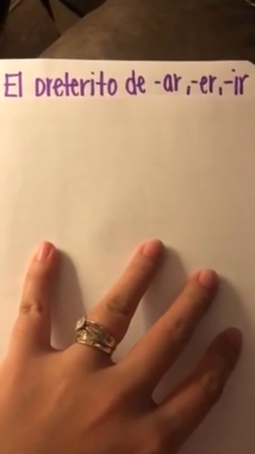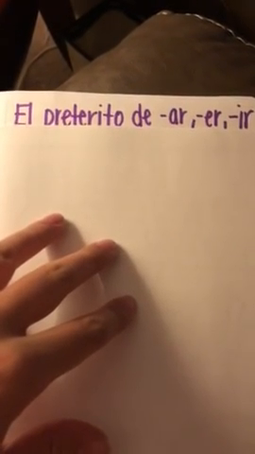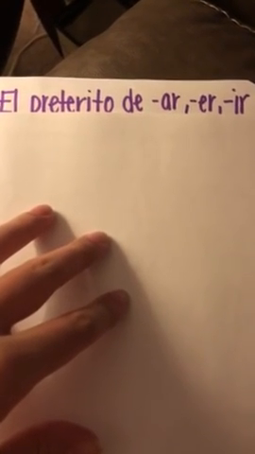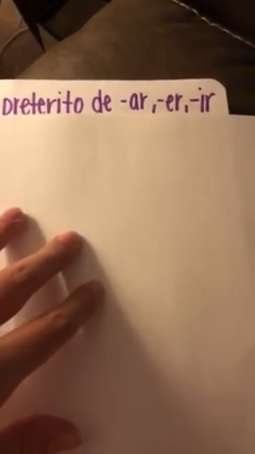The preterite tense is the past tense. So in Spanish, there's going to be present tense, which we already talked about, and we have the past tense, which has two different tenses within the past tense. We have the preterite, and then we have the imperfect. So today we're going to talk about the preterite. The preterite of the AR verbs, ER verbs, and IR verbs. These are their endings. So they end in AR, ER, IR. Okay.